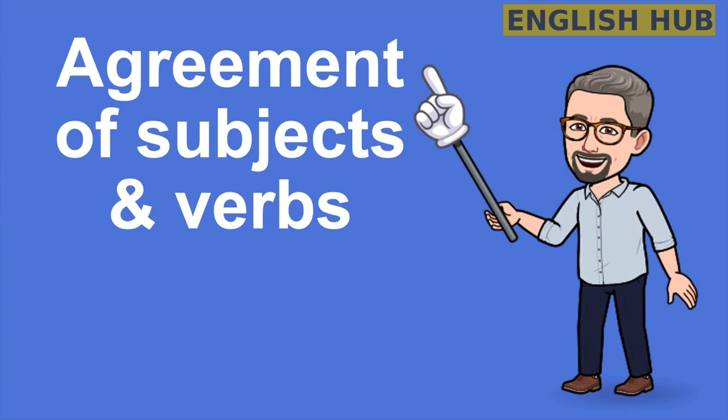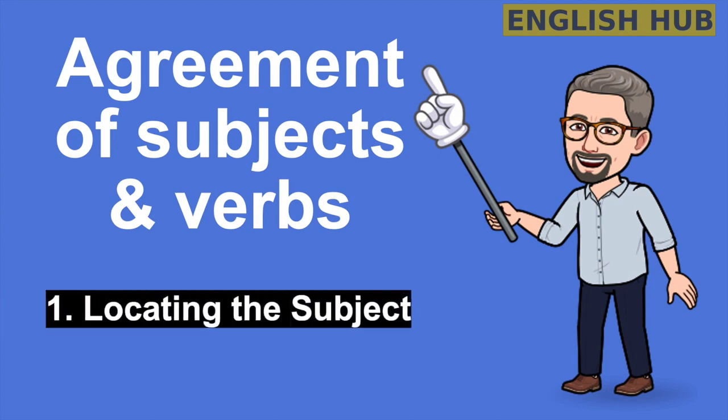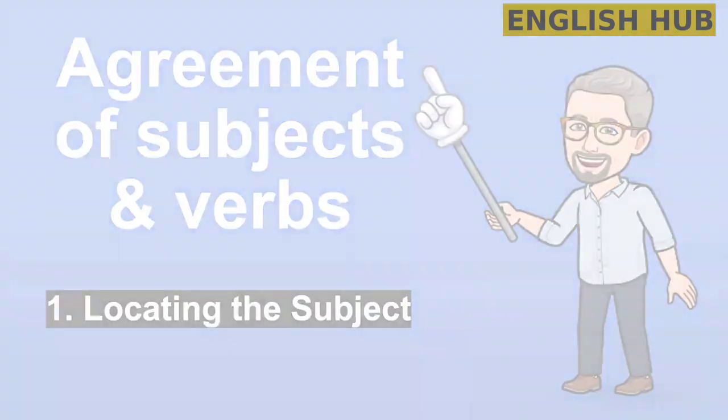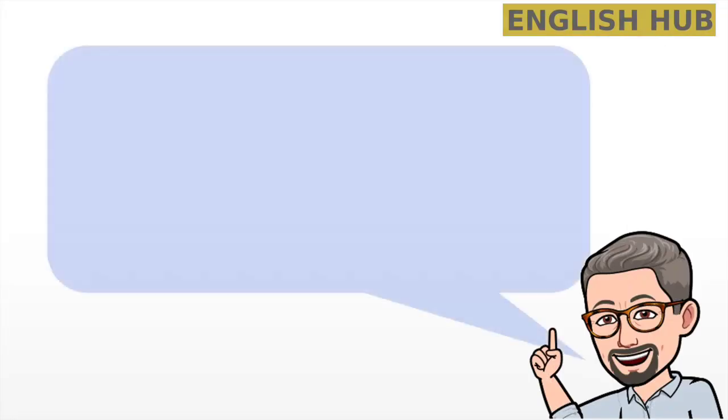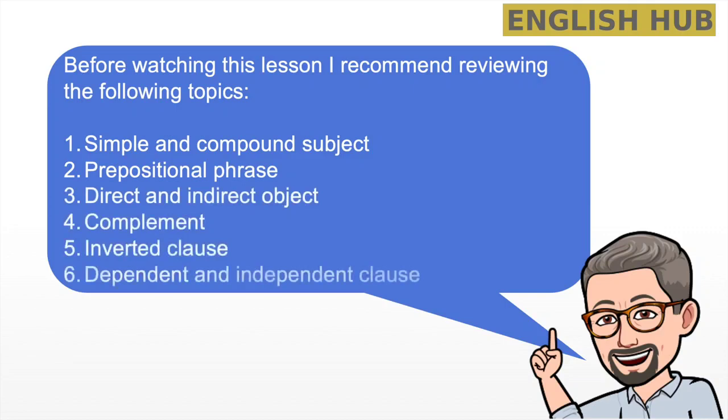Since it's a complicated topic of grammar, I'll try to make a series on this topic. Therefore, in this lesson, we're discussing how to find the subject of a clause. Before we begin, I'd like to remind you that it would be better if you review the following topics: simple and compound subjects, prepositional phrase, direct and indirect object, complement, inverted clause, and dependent and independent clause.